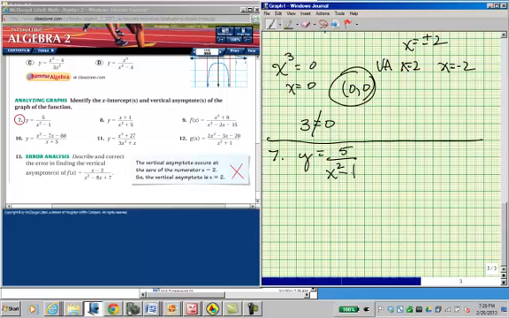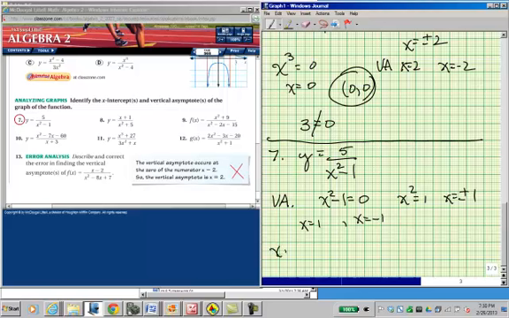So, first, vertical asymptotes: make the denominator equal to 0. X squared minus 1 equals 0. So you can just add 1 to both sides. X squared equals 1. X equals plus or minus 1. All right? So, the vertical asymptotes are x equals 1, x equals negative 1. Those are our vertical asymptotes.